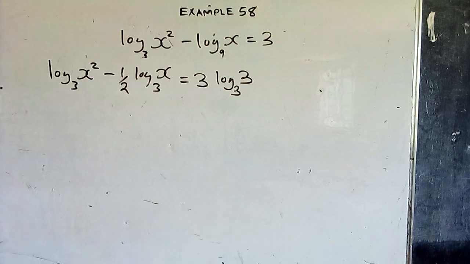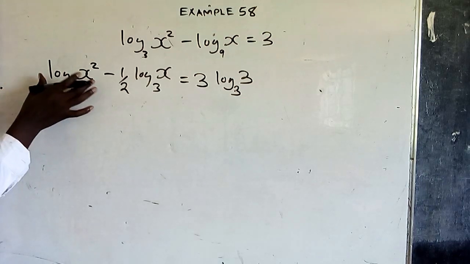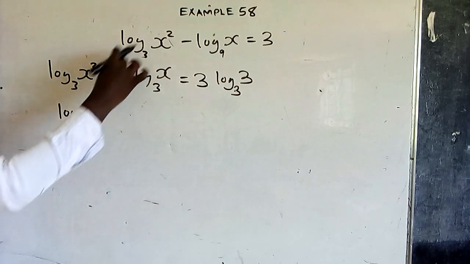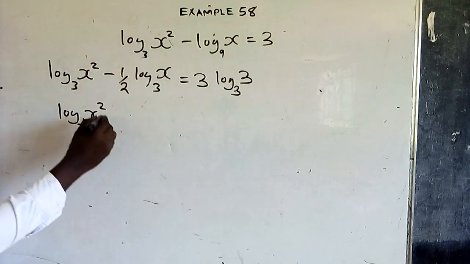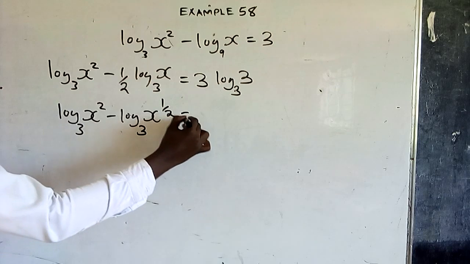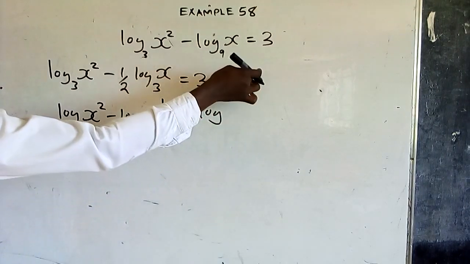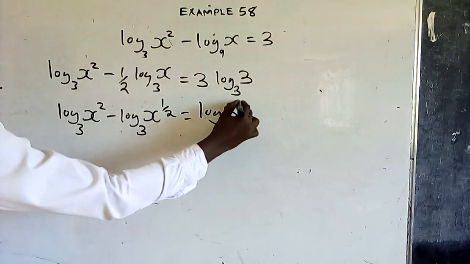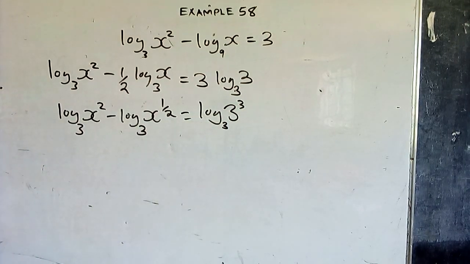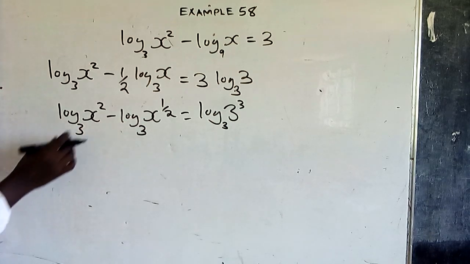The next thing is to ensure you don't have a coefficient. So the first term here has no coefficient. That is log x squared to base 3. This half becomes the power, so it is minus log x to power a half to base 3, to be equal to this 3 becoming the power, so that is log 3 cubed to base 3. Is that okay? So you now use the laws of logarithm to ensure you have one term on either side of the equation. You must have one term on each side of the equation.